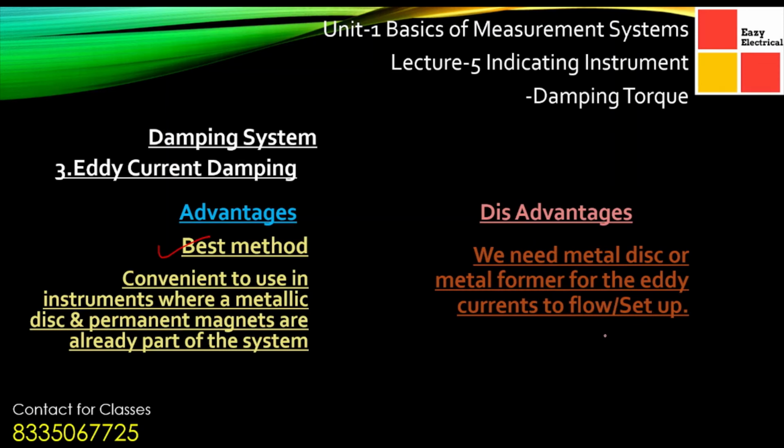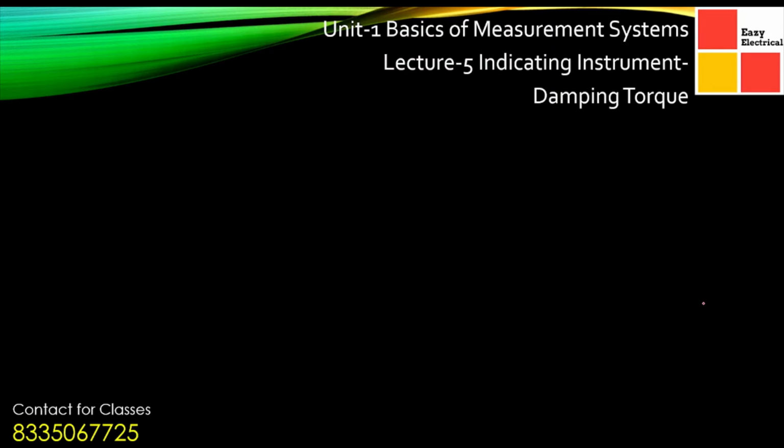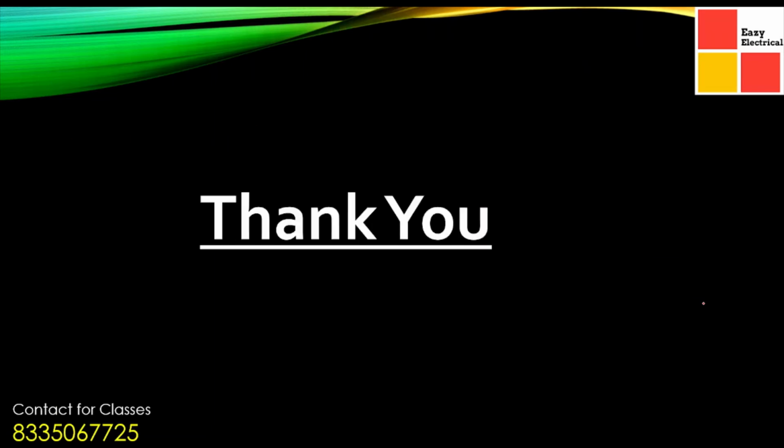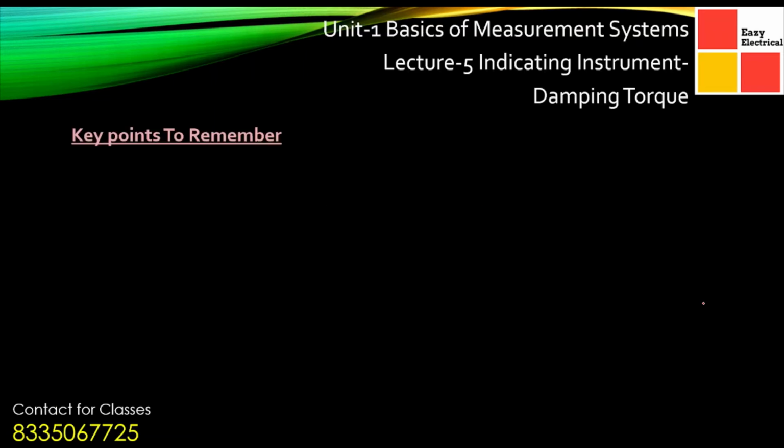This will cause erroneous readings as well. So this is one of the problems that we can see. So in metal discs, if one is placed, the eddy current will start to set up. So here are the key points. What are the key points we must remember? First of all, the first thing that we must know is what is the most effective method.